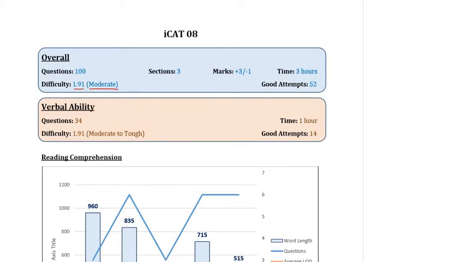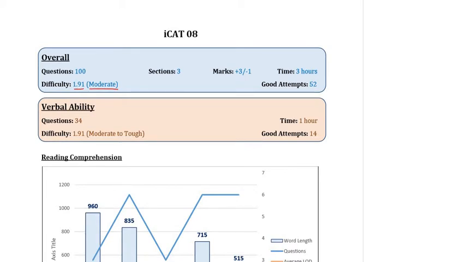What does this mean? As we have explained in all our earlier analysis, each question is given a difficulty level from 1 to 3. 1 implies easy, 2 is moderate, and 3 is tough. So this is nothing but the arithmetic mean of the difficulty level of each question. In simple terms, it means that on an average, each question is close to being moderate. Of course, that will not be the case for every individual question.